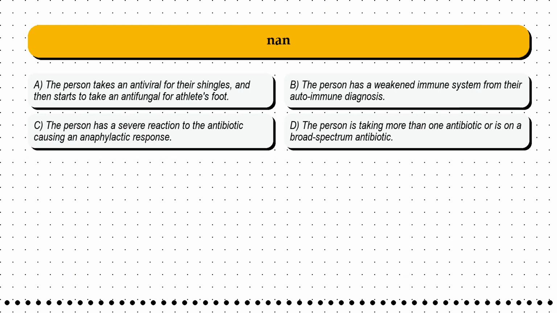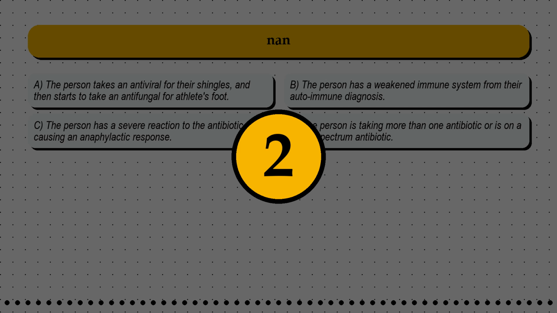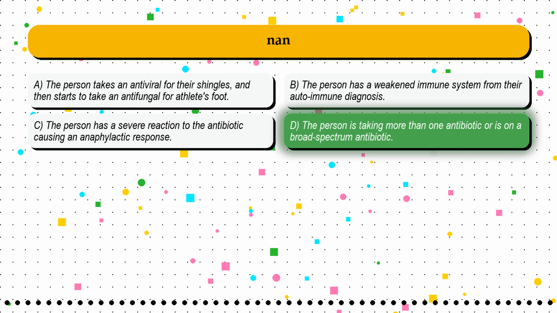Question 348. Option A, the person takes an antiviral for their shingles, and then starts to take an antifungal for athlete's foot. Option B, the person has a weakened immune system from their autoimmune diagnosis. Option C, the person has a severe reaction to the antibiotic causing an anaphylactic response. Option D, the person is taking more than one antibiotic or is on a broad-spectrum antibiotic. The correct answer is option D. The person is taking more than one antibiotic or is on a broad-spectrum antibiotic.